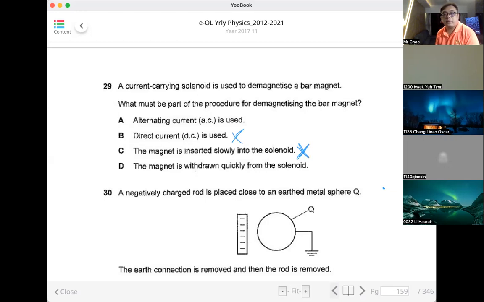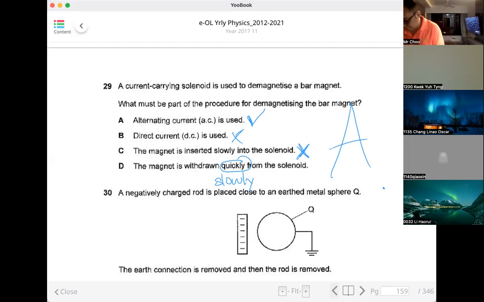Okay, Bei Kuan incorrect. So what you need to do is you must use the AC current. This is definitely correct. But why is D wrong? You shouldn't quickly withdraw from the solenoid. You should actually slowly withdraw from the solenoid. Okay, so the answer for this is A. Bei Kuan, I really want you to watch this video one more time. Because you definitely have not been listening to the lesson.